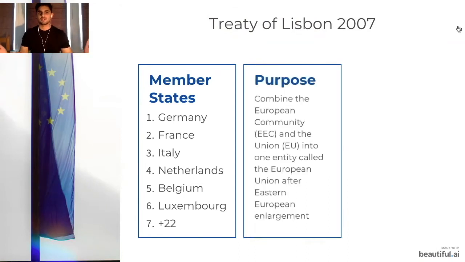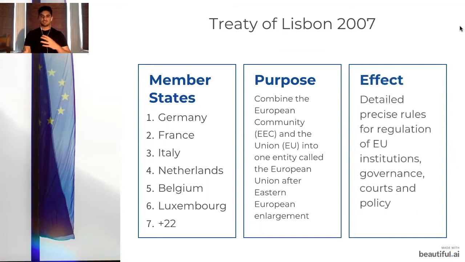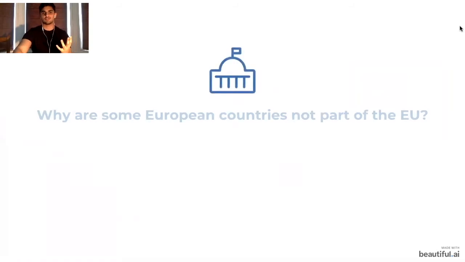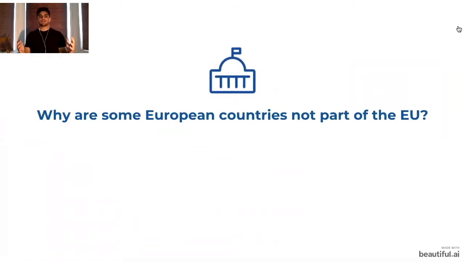And the purpose was actually to combine the European community, which existed as a separate community, and the Union into one entity. And that's today called the European Union. And the effect of this was to detail precise rules for regulation of EU institutions, governance, courts, policy, all that jazz. And so having seen the progress of the EU from humble beginnings all the way to this 27-state monster, we're going to answer a question. We're going to answer one of the first common questions: why are some European countries still not part of the EU? Surely they would get some sort of benefit.